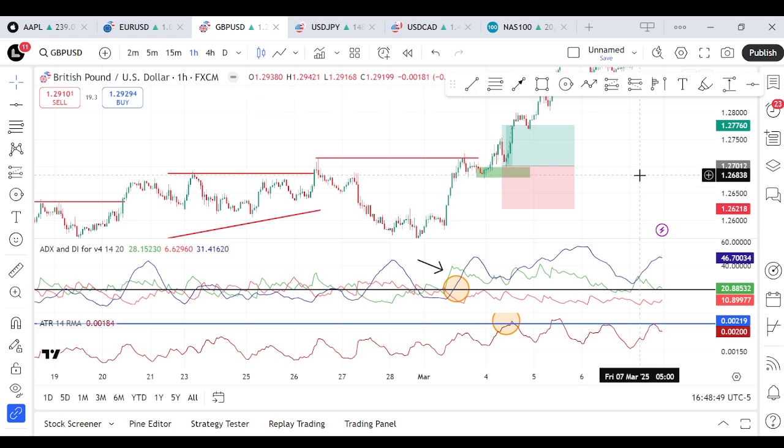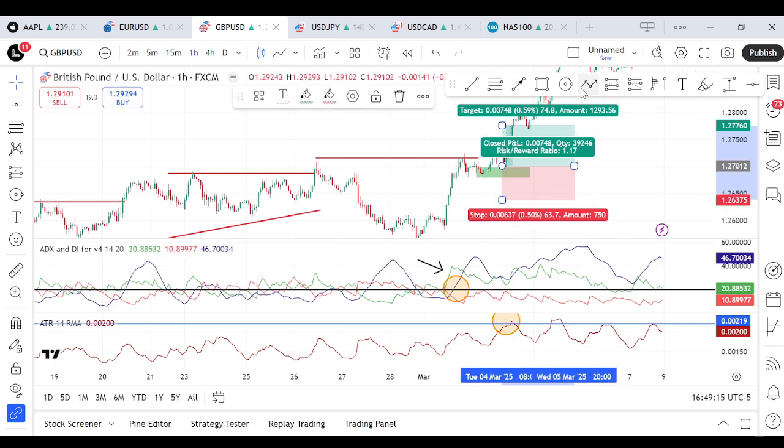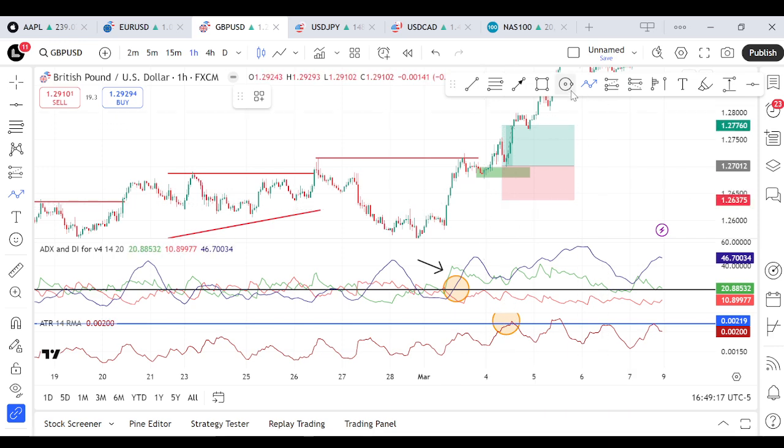0.00219. Now for us to calculate our stop loss, we should multiply the current ATR, which is 0.00219, and we'll multiply that value by 1.5 or 2. In this case, I'll be using 1.5, and the value is 0.003285. And looking at setting our stop loss, we will be looking at this value here.